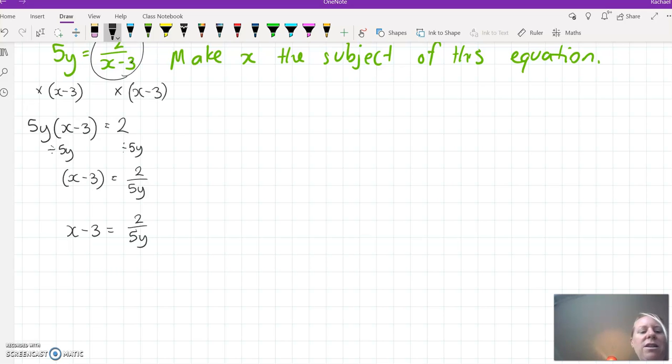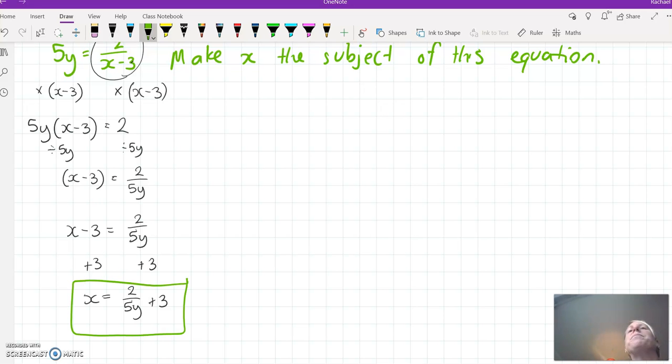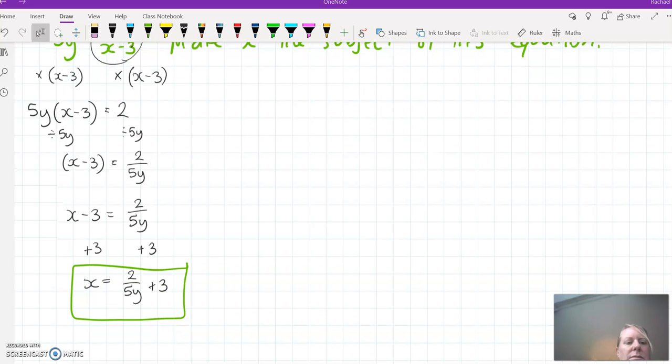There we go. We're almost there. One last step. We've got x minus 3, so let's add 3 to both sides. x equals 2 over 5y plus 3. That is our final answer. Looks pretty lovely.